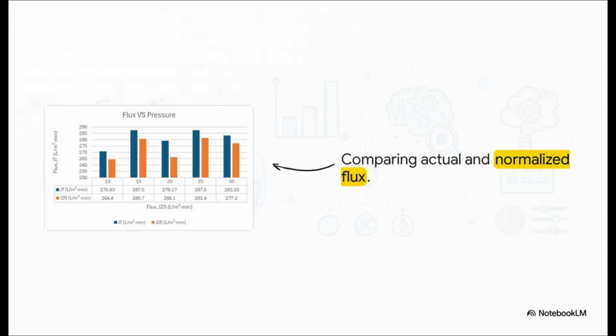Comparing the raw and normalized flux side by side really confirms our data integrity. Across all feed pressures, the normalized J25 flux is just slightly lower than the raw JT flux, but it maintains the exact same trend lines. This proves that temperature only had a really minor effect in this specific experiment, which is great because it allows for a completely fair comparison across different feed pressures.